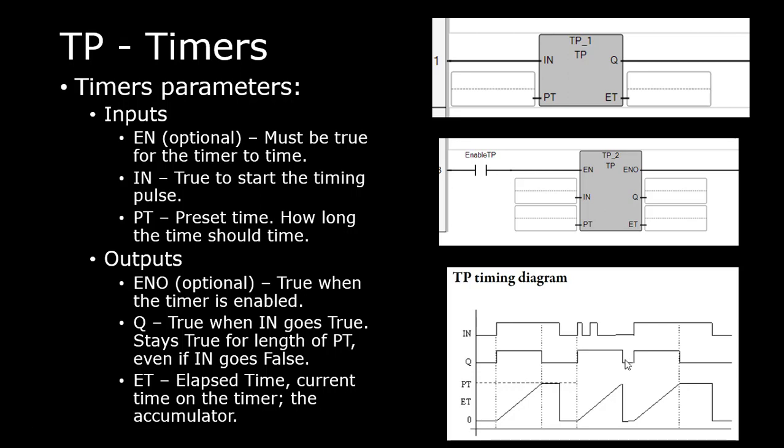So it's a pulse timer. When the input turns on, it starts timing, the pulse turns on, and when it's done, the output or the done bit turns off. All right, so from this point, we're going to go to the software and actually program these timers.